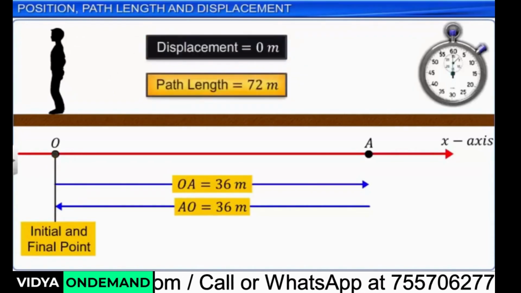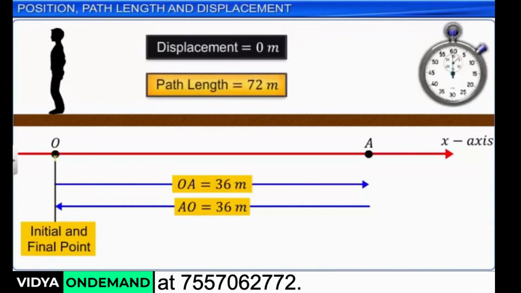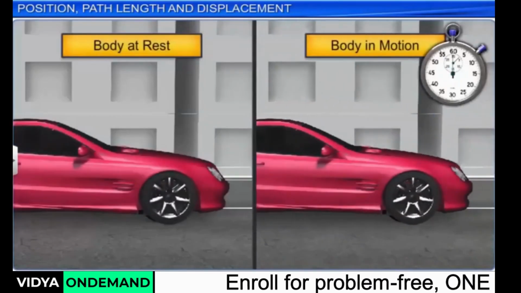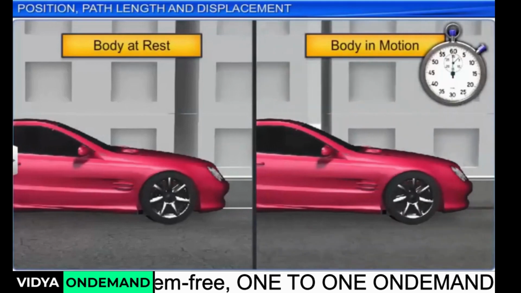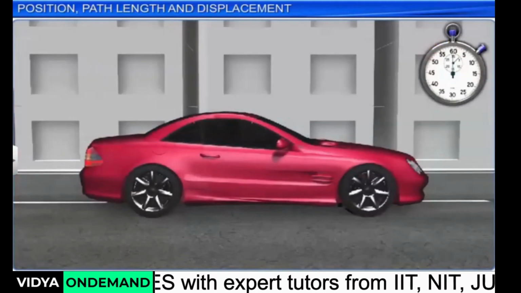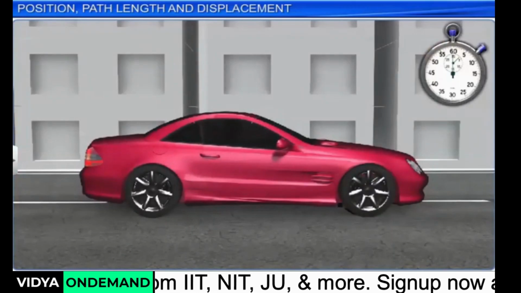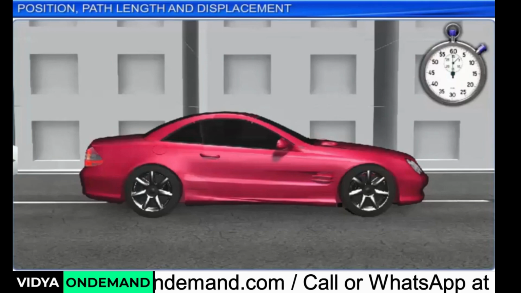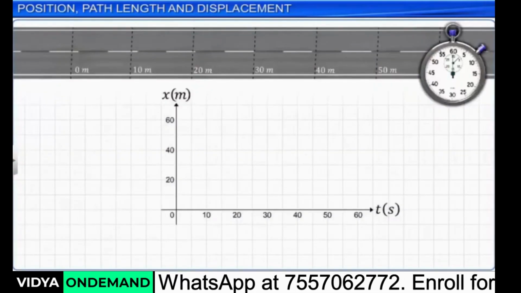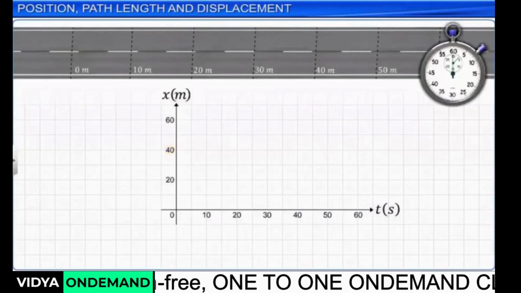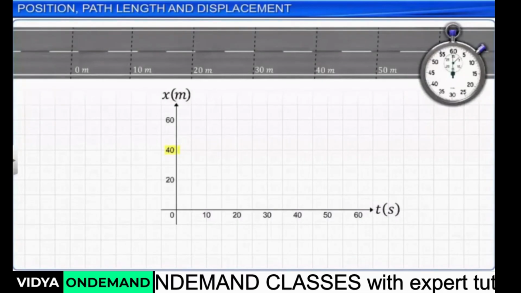Let us observe some types of motion and the corresponding graphical representation. Case 1. When an object is stationary, its position does not change with time. A car is stationary, say, at a point 40 meters from the origin. The graph will be a horizontal line passing through the 40-meter mark on the y-axis.